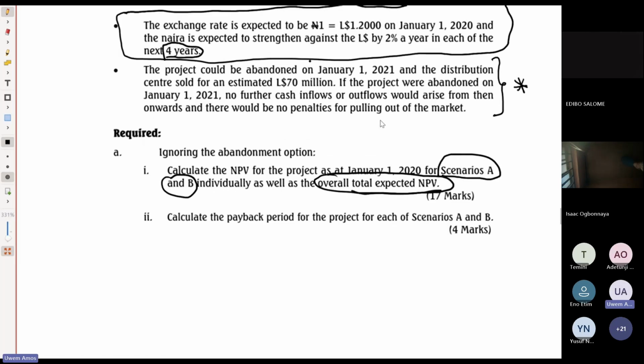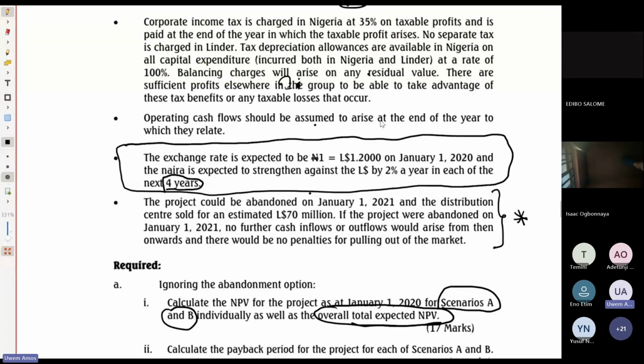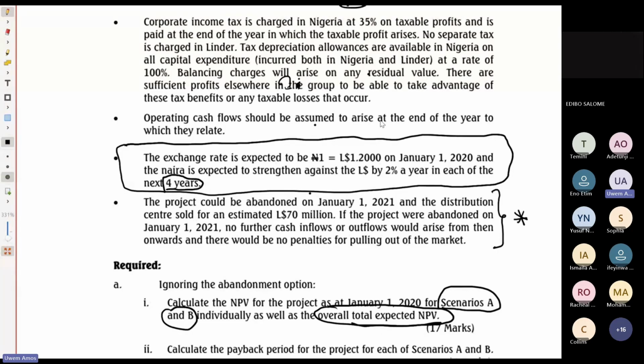Okay, so let's read the question very well again. The exchange rate is expected to be $1 equals 1.20 on January 1st, 2020, at the beginning of the year. Don't forget, we discussed timing of cash flow when we did NPV, and we said whatever happens at the beginning of the year is generally assumed to have happened the previous year in terms of placement. But even without that, it happens January 1, 2020. And Naira is expected to strengthen against the dollar by 2% a year in each of the next 4 years. Our project is for 4 years.